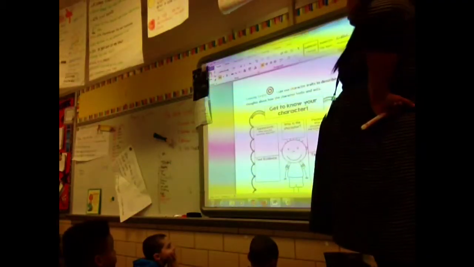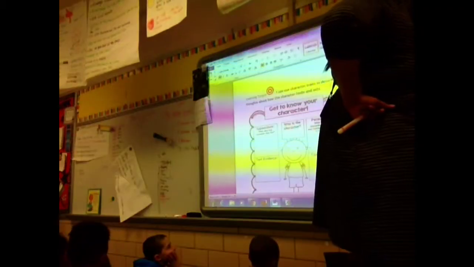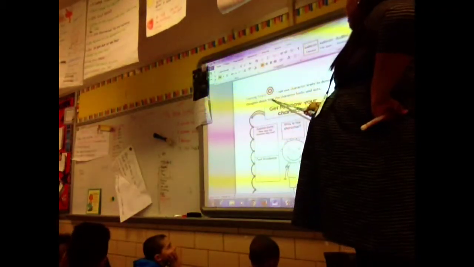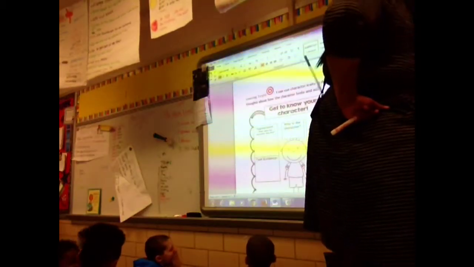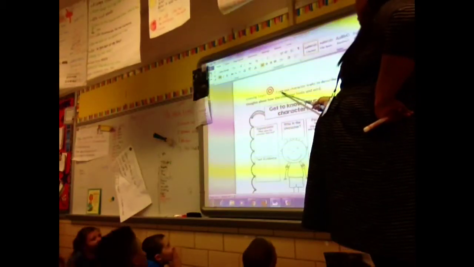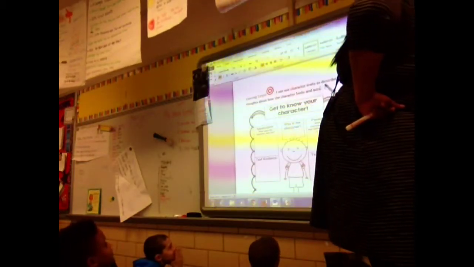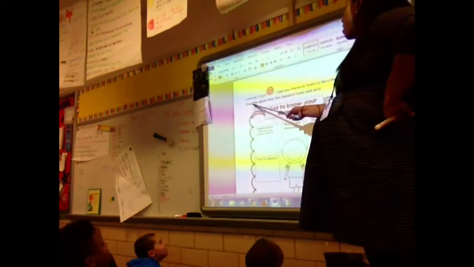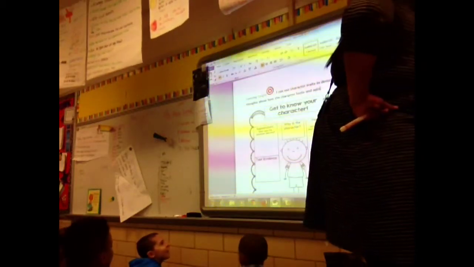So I'll read the learning target again. I can use character traits to describe my thoughts about how a character looks and acts. Okay, I want you to read it with me. I can use character traits to describe my thoughts about how a character looks and acts.